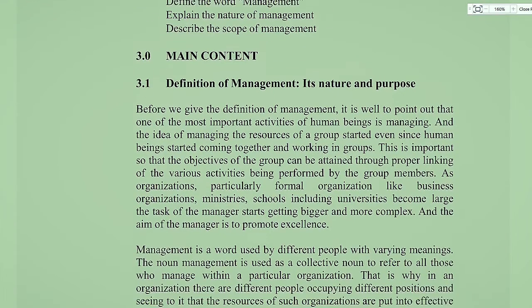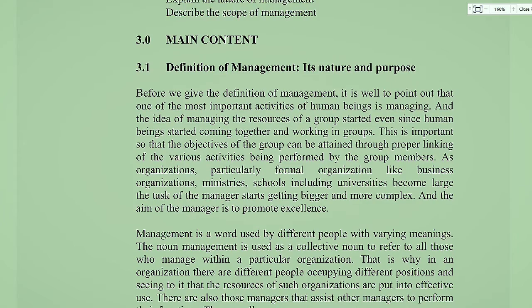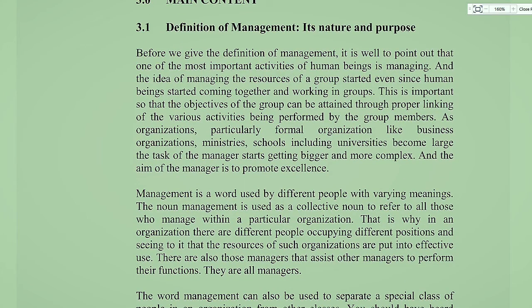Its nature and purpose. Before we give the definition of management, it is well to point out that one of the most important activities of human beings is managing. One of the most important activities of human beings is what? Managing. And the idea of managing the resources of a group started even since human beings started coming together and working in groups.